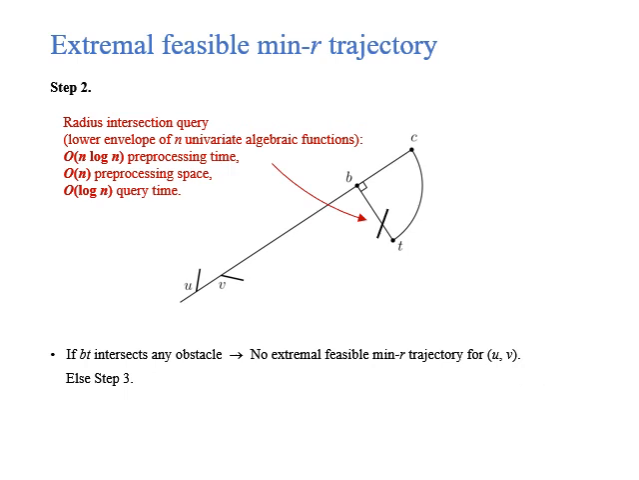In step 2, we first check to see if BT intersects with any obstacles. This calls for a radius intersection query, which can be answered using a data structure based on a lower envelope of n univariate functions. If BT intersects an obstacle, then there is no feasible mean r trajectory where AB intersects U and V. Otherwise, we move on to step 3.